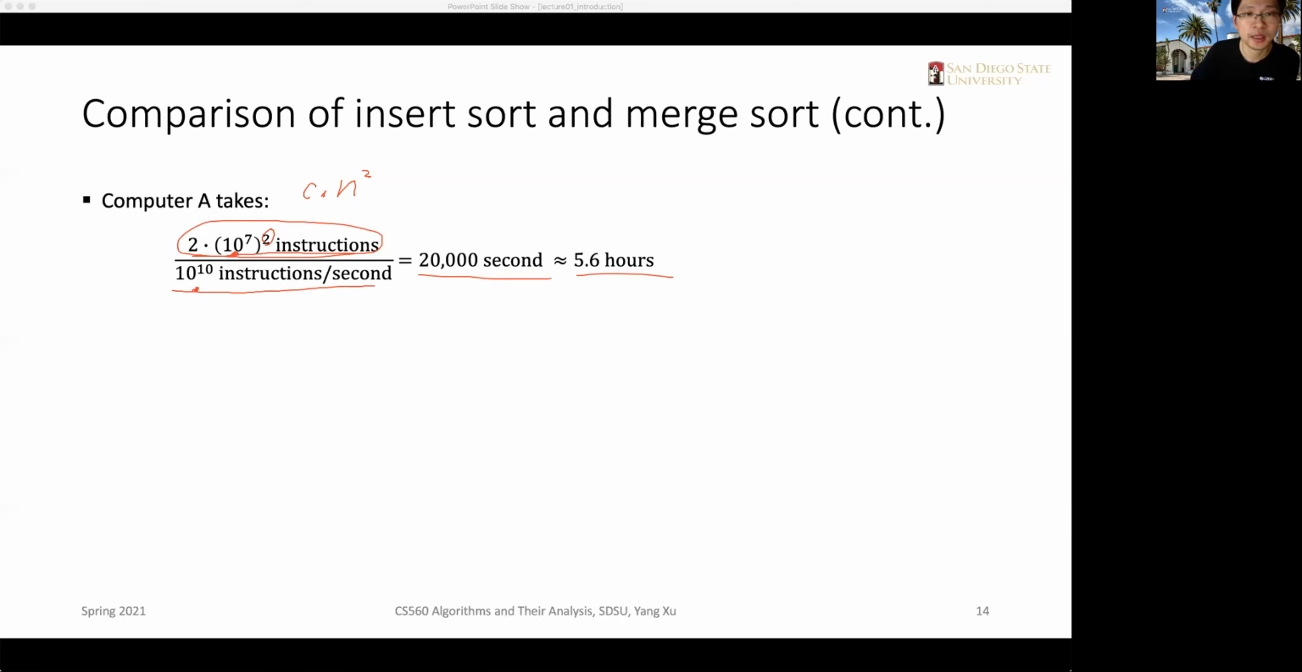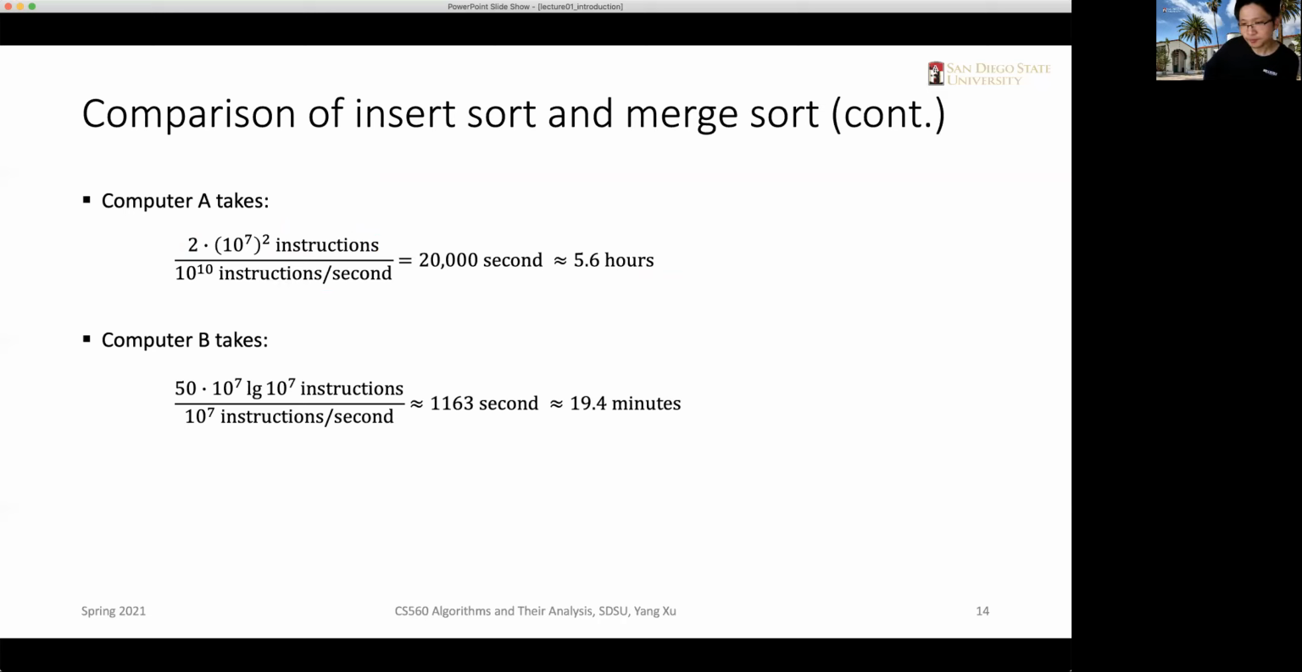Okay. And we will do the other algorithm using computer B. So remember, the formula for the merge sort is different. For merge sort, it's 50 times, so 50 is C2, C2 times n times logarithm of n. That is the formula for the merge sort algorithm, and divided by the speed of computer B.